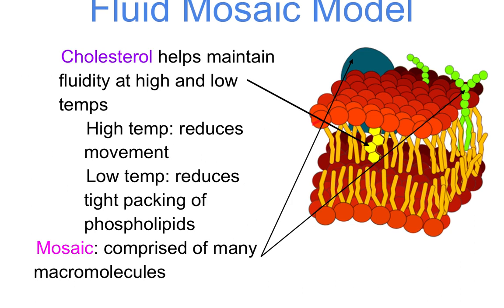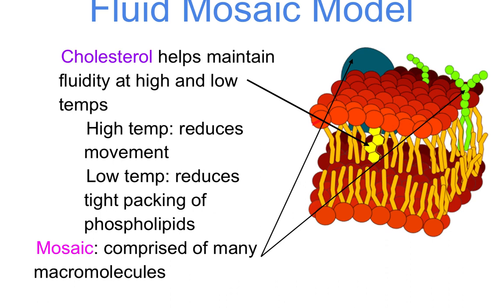Buried inside of the fluid mosaic model is cholesterol. Now, cholesterol helps maintain the fluidity at high and low temperatures. It's very useful because at a high temperature, it's going to reduce movement, kind of create a more rigid structure by putting something in there that wouldn't allow the fluid model to move as much. But at a low temperature, it's going to reduce the tight packing of the phospholipids.